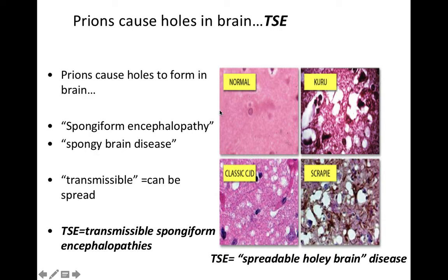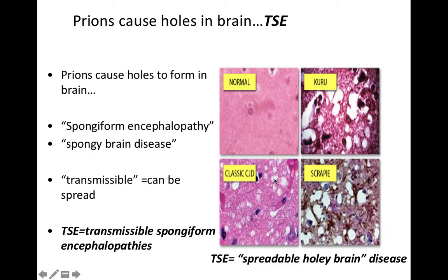So this is a normal brain. We can see we've got a lot of cellular material. There's no holes. So here's the brain of a human that's died of a prion disease called Kuru. And again, we can see these huge holes. Just devastation here. This is the so-called spontaneous classic form of Creutzfeldt-Jakob disease that us old people can develop spontaneously.